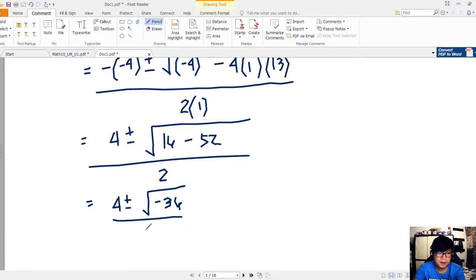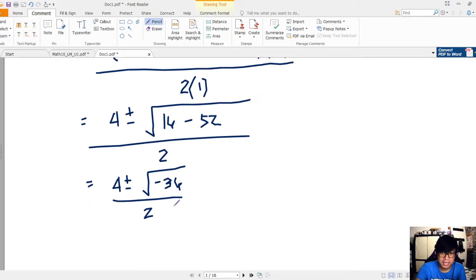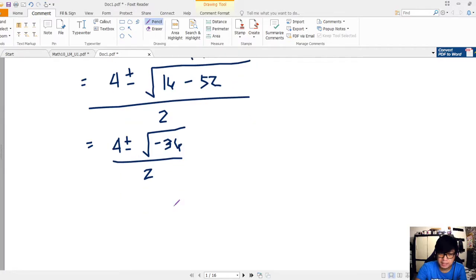And now, may negative yung 36 natin, di ba? Ang rule, walang square root ang negative numbers kasi imaginary siya. Maging imaginary siya. So, ibig sabihin, this one is not a real root. Hindi siya real root. Pero tingnan na lang natin ang value niya.